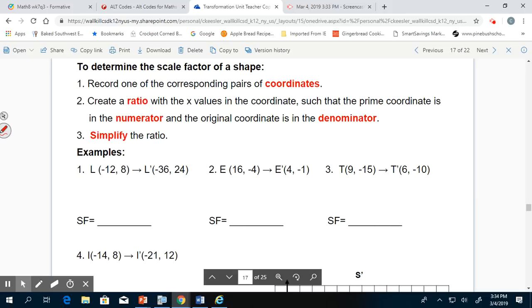So yesterday you learned how to dilate an image on a coordinate plane given a scale factor. Today you're going to learn how to find the scale factor given the dilation that's already occurred.